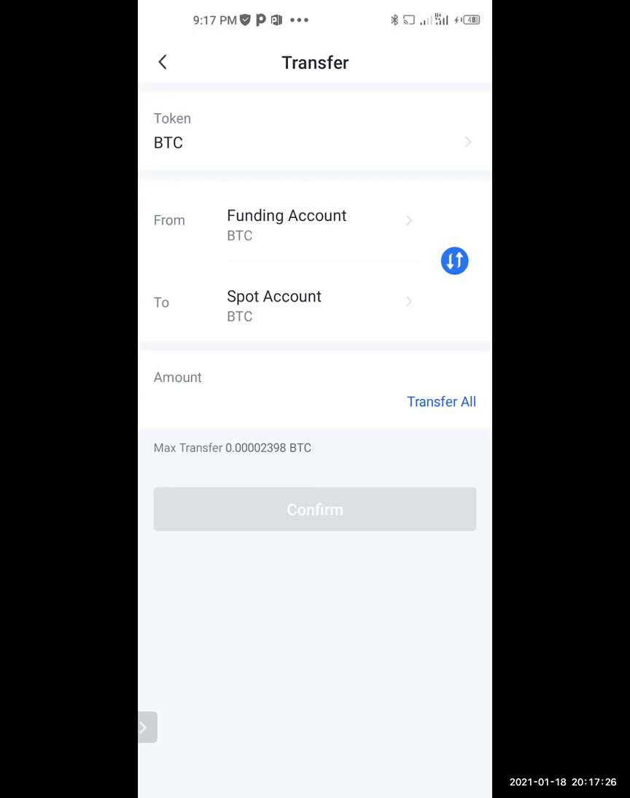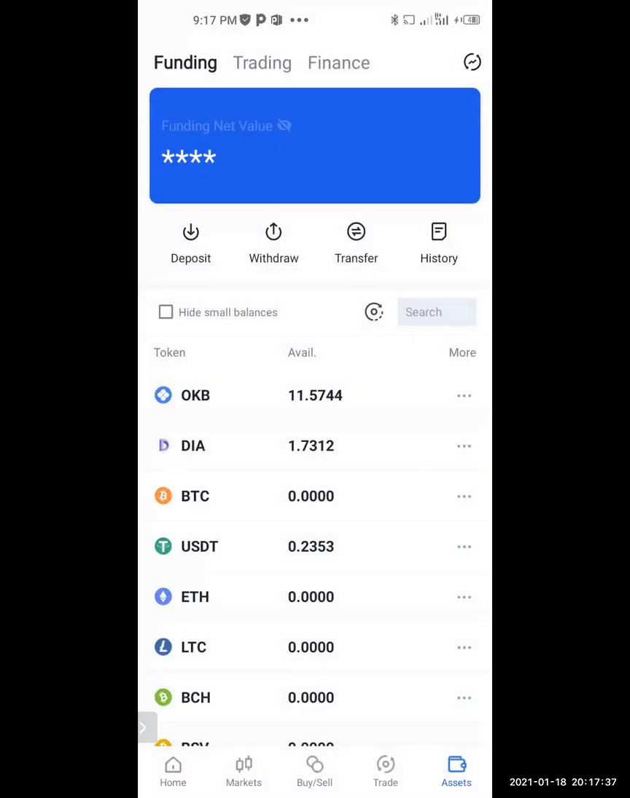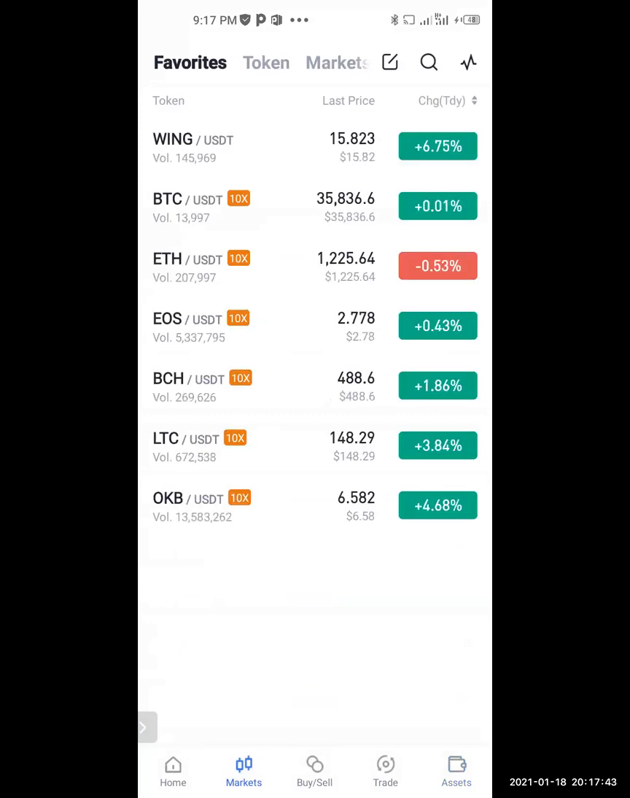So let me get back to this. You transfer the funding to the spot, and you click confirm, and everything goes in, all in to trading. So then you're ready to follow my signals.